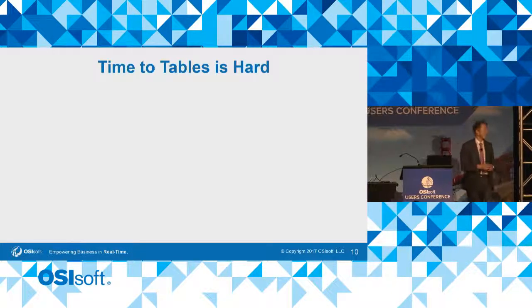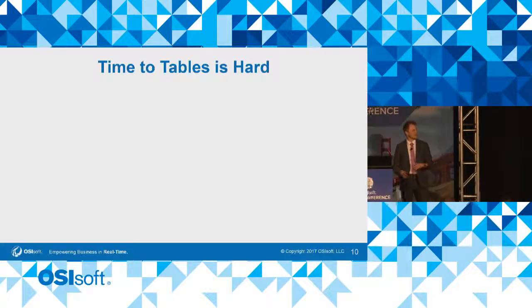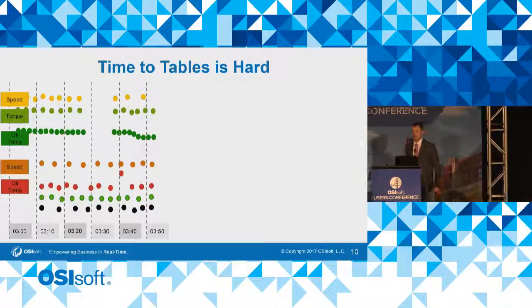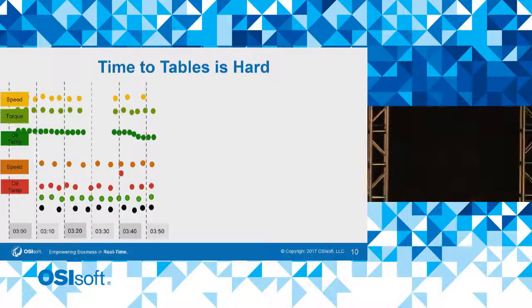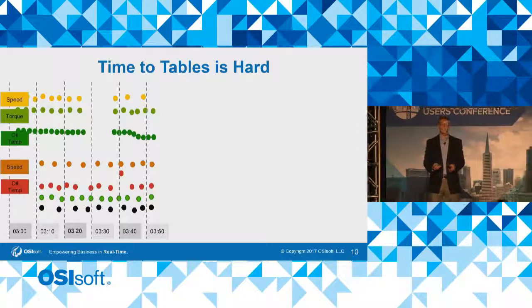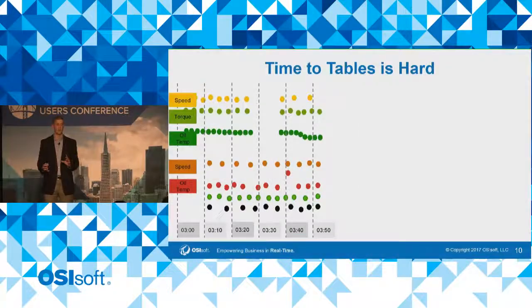All right. So why is time series data so difficult to work with? Let's look at a quick example here. On the left-hand side, we've got a few different data streams from a couple of wind turbines. You can see the data is coming in from different sensors at different frequencies. You can see some data gaps.